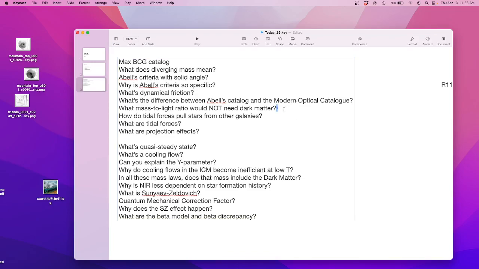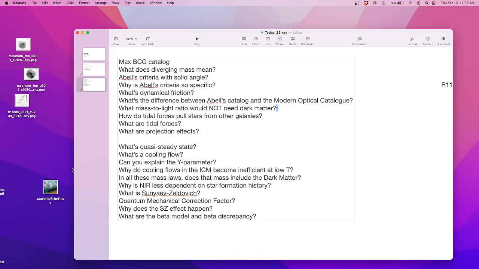What mass to light ratio would not need dark matter? This is a good question. This isn't exactly how you phrased it, but this is the basic idea of what you were going after. So let's talk about mass to light for a second, because we talk about mass to light ratios of several hundred now. Upsilon is the wine glass Greek character. This is the mass to light ratio in units of solar. So it's really like that, right?